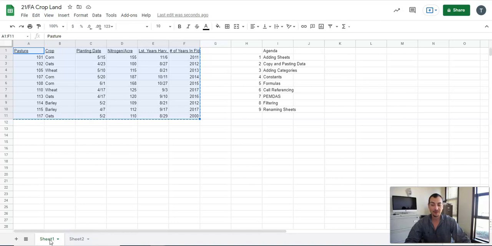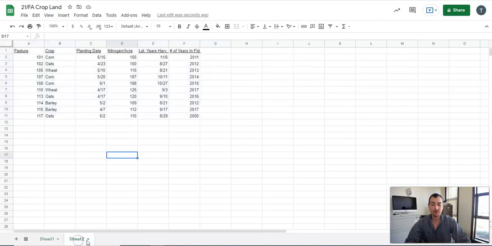From here on out, we're not really going to be working in sheet 1. We're always going to be working in sheet 2. This is where we're going to be adding our information to. So I want to know a few things now. I want to know how many years this particular field has been under crops.